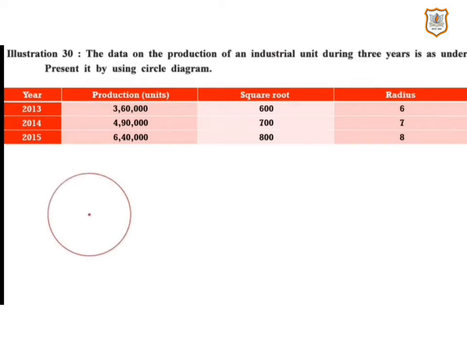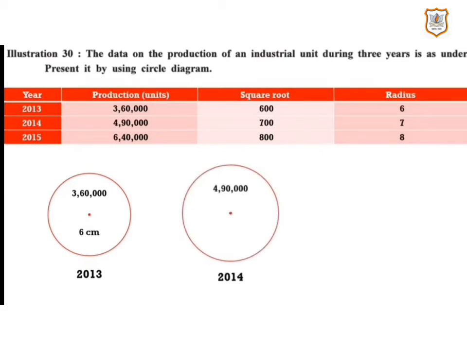In the year 2013, with the radius 6 centimeter, a circle we have drawn, and the production is 3,60,000. In the year 2014, with the radius 7 centimeter, we have drawn the circle and the production is 4,90,000. In the year 2015, with the radius 8 centimeter, a circle is drawn and the production is 6,40,000. So this way we have taken out the radius and then drawn the circle diagram for illustration 13.